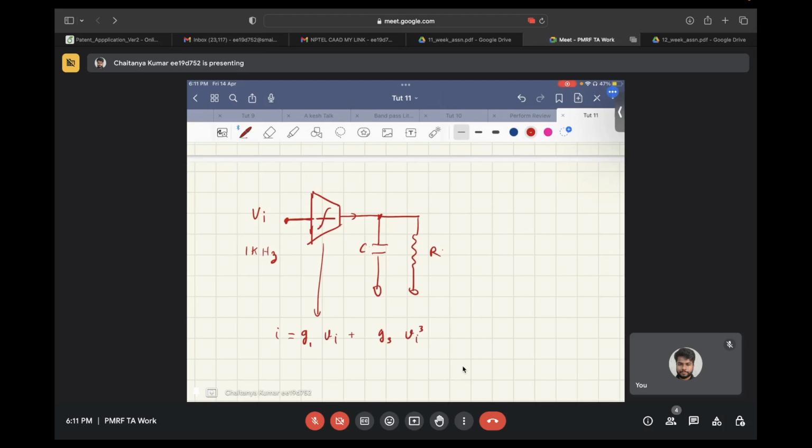And this goes to this parallel RC network, and you need to find the output voltage. The output voltage is equal to V01 plus V03. So you need to find both of these terms. Sorry, here you won't find V02, you will find V03, because of odd harmonics. So this problem we will be solving in just 2 minutes.